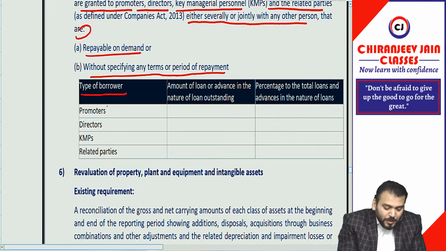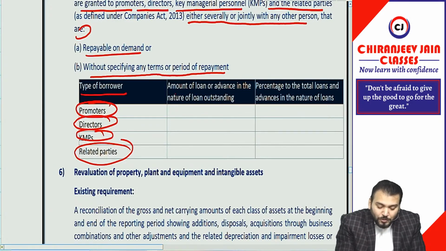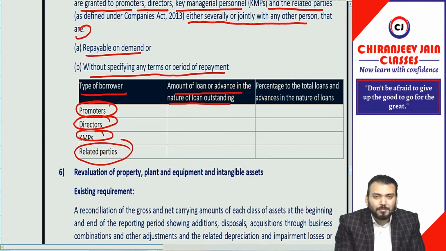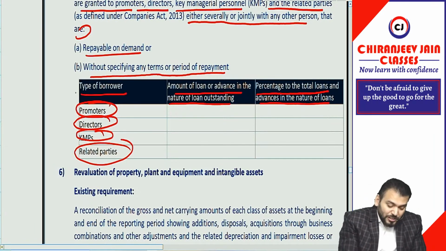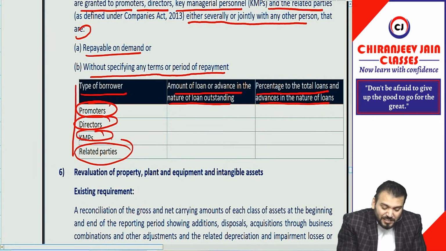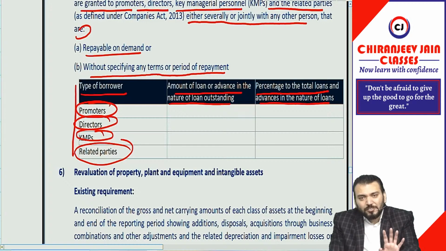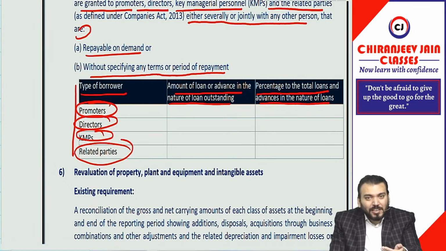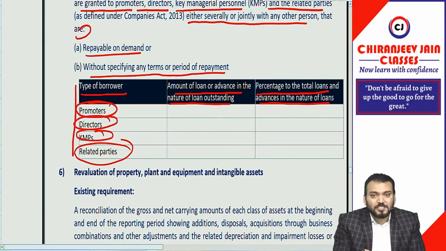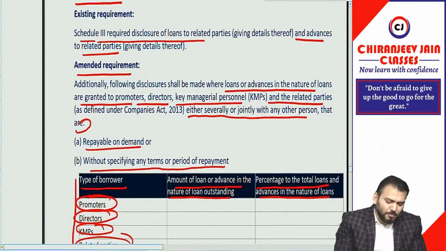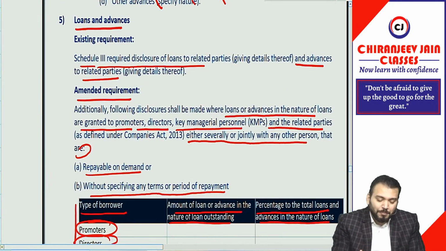disclose this type of borrower, promoter, directors, KMP, related party, amount of loan or advance in the nature of loan outstanding, and the percentage of total loan and advance in the nature of loan. What is the percentage of loan outstanding also needs to be disclosed. So this now needs to be disclosed in this table. Previously we used to only disclose the loan given to related party and advance given to related party, but now this information is also required to be disclosed. I don't know whether this will be important from an examination point of view or not, but it is one amendment.